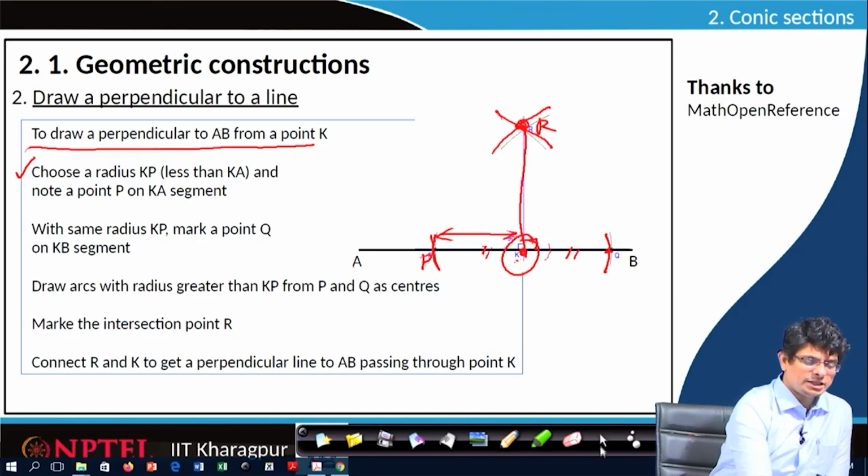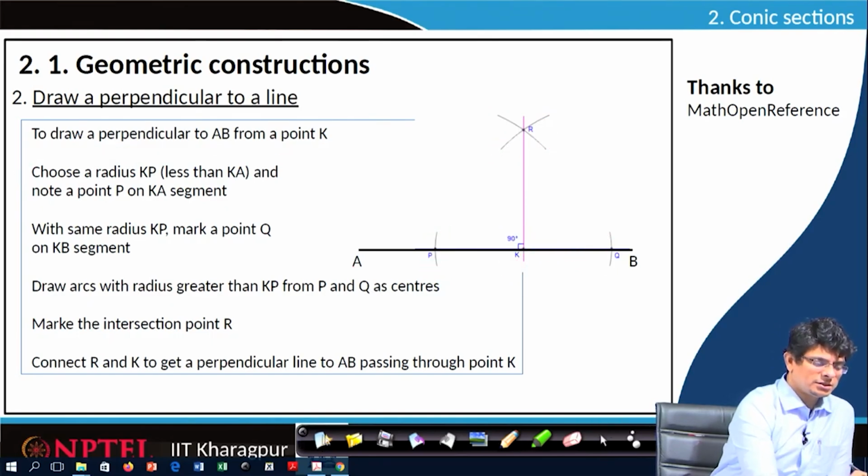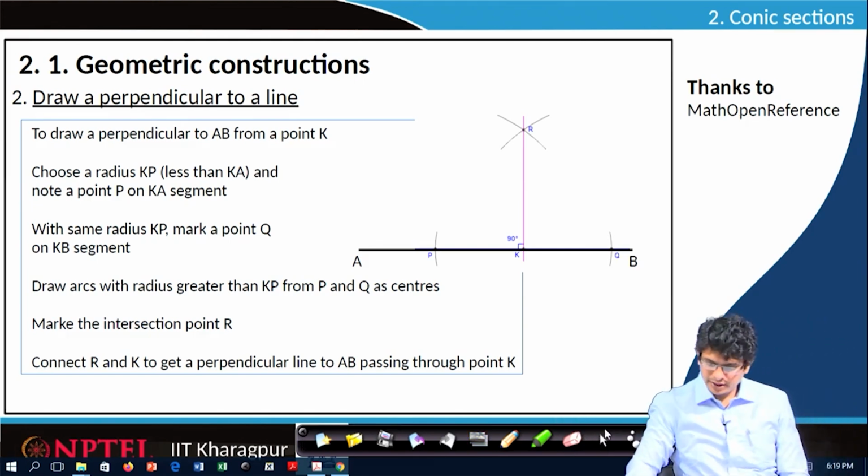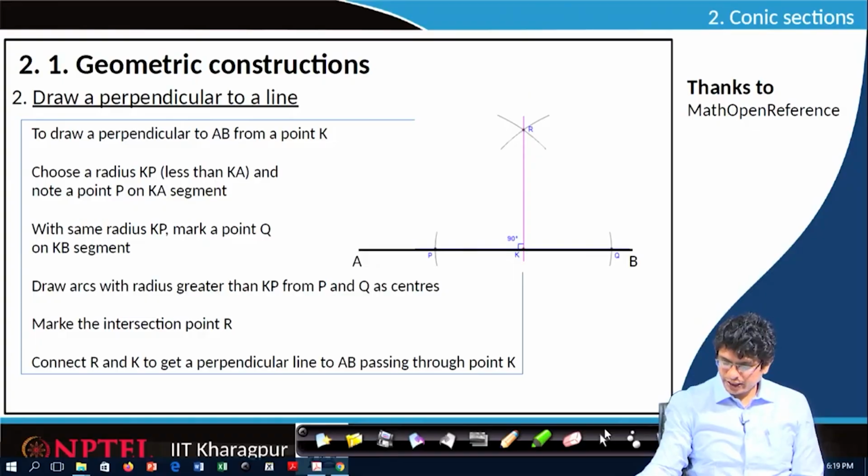Let us look at that. Let us first draw a line AB.